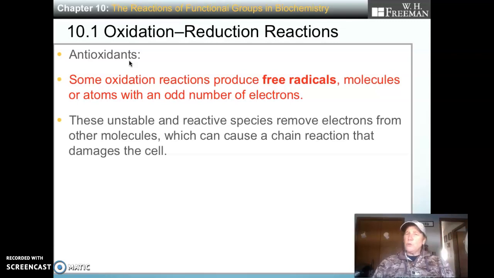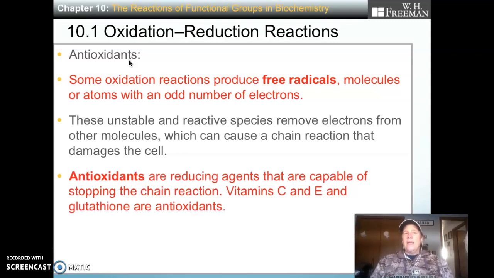Okay, so you don't want those free radicals. You want them locked up, and that's what antioxidants do. And they do it through oxidation reductions. Okay, antioxidants are reducing agents, and they're capable of stopping those chain reactions. Vitamin C and vitamin E are your best antioxidants, they say.